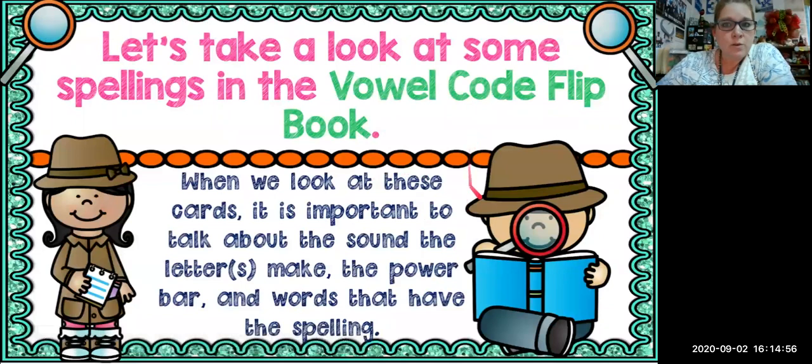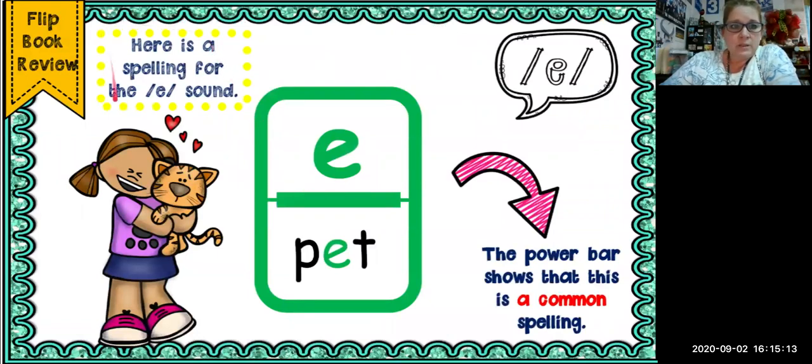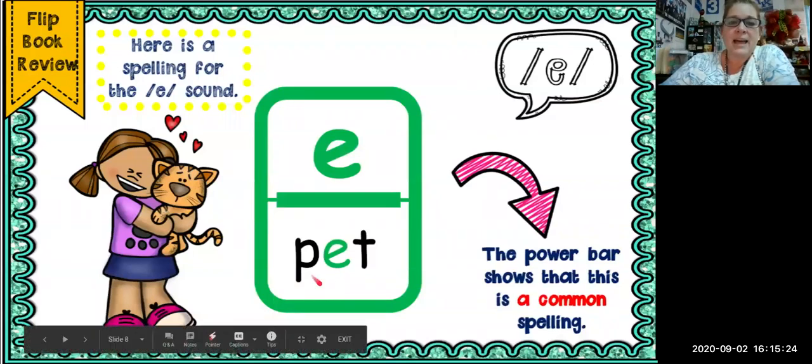So we're going to look at some new vowel sounds today that are in our vowel flip book. So when we look at these sounds, it's still important for us to talk about the sound the letters make, the power bar, and the words that have the same spelling. So our first sound is the eh sound. And the letter E makes the eh sound, like in the word pet. P-et, pet. And you can tell from the power bar that this is a very common way to spell the sound eh, with the letter E.